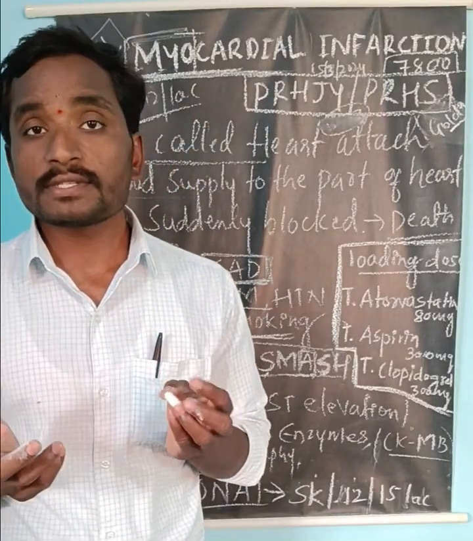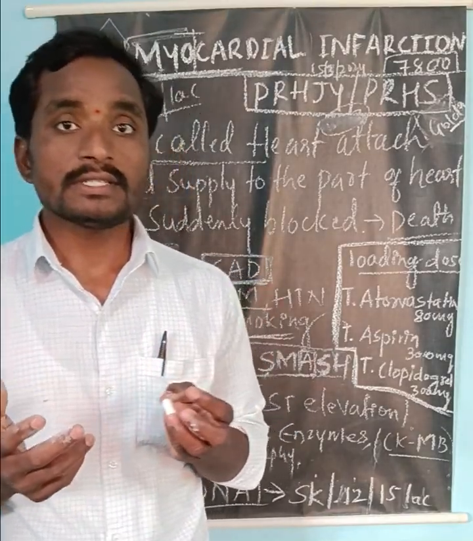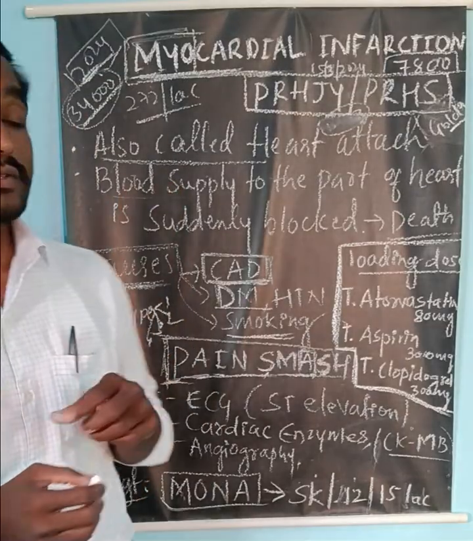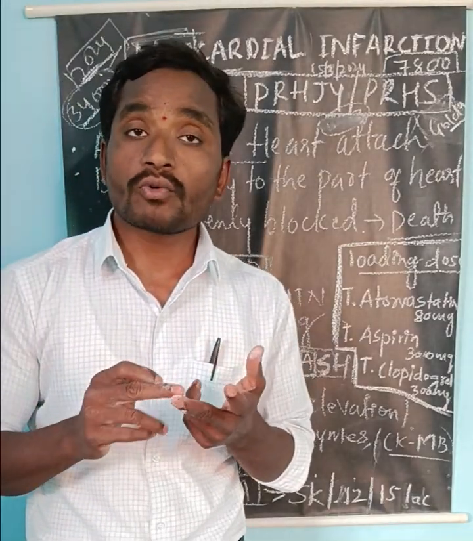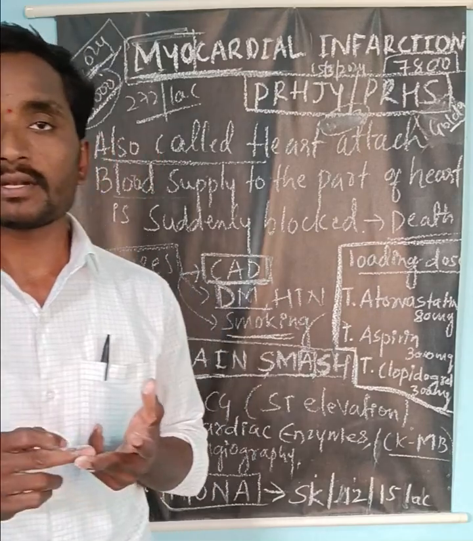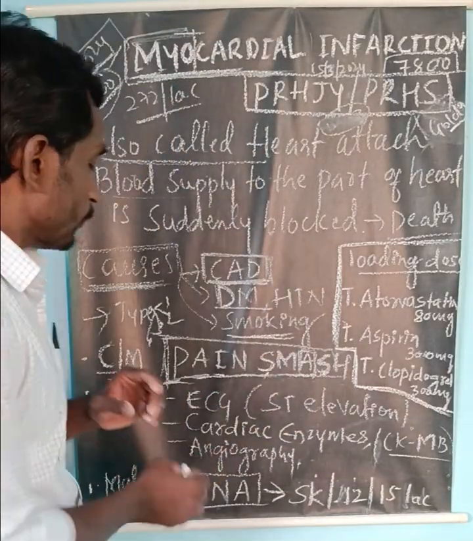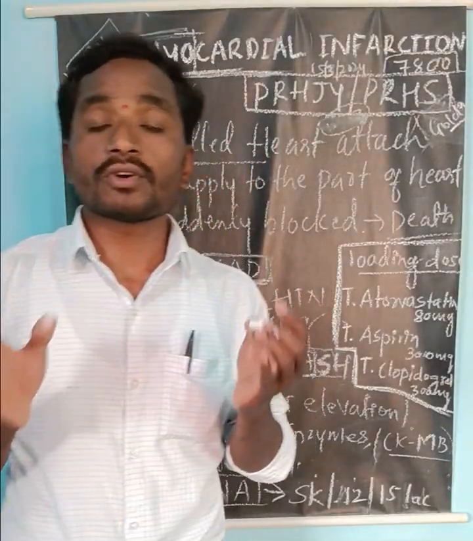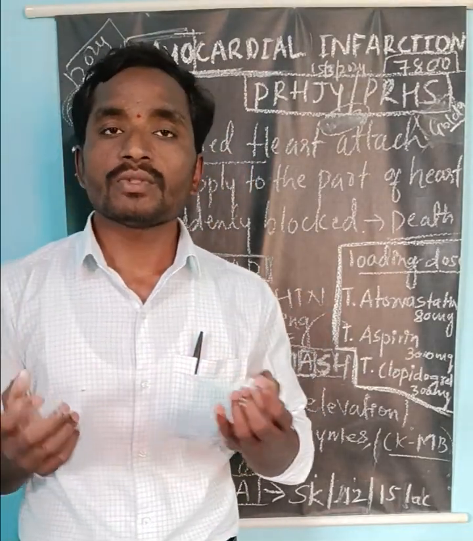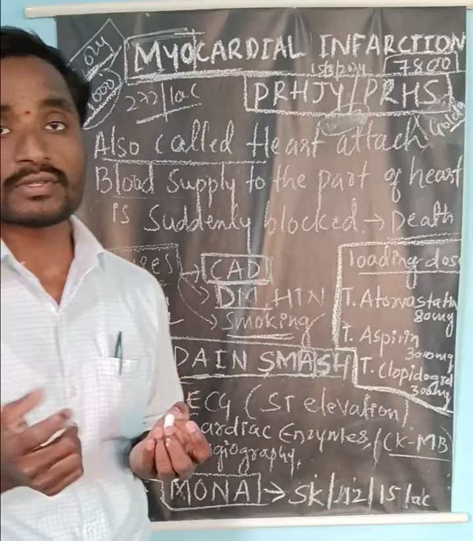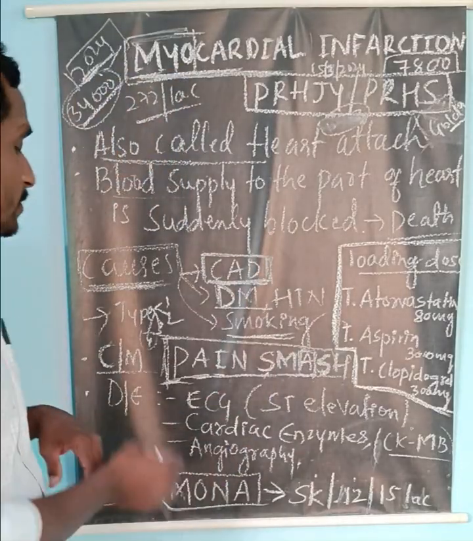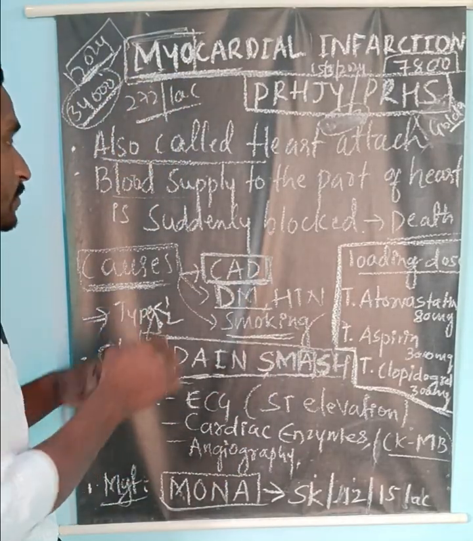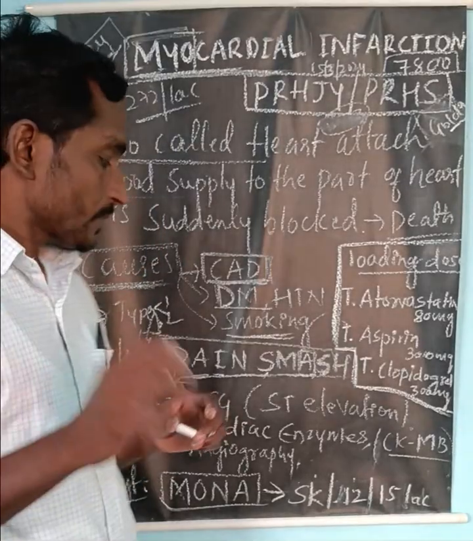Type 3 myocardial infarction occurs when the patient develops symptoms and collapses before reaching the hospital. Now coming to type 4, the myocardial infarction develops in the patient during certain procedures, that is, cardiac procedures. This is the classification of myocardial infarction.